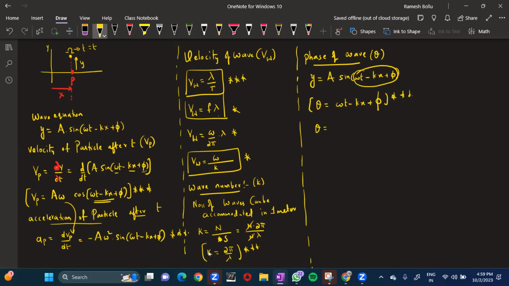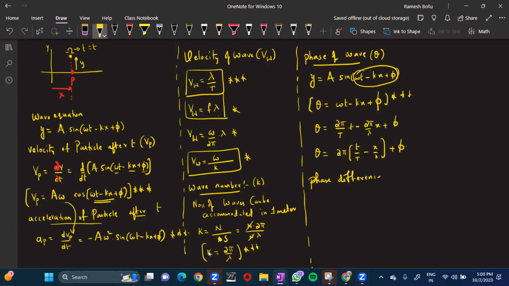Different formats also I can write. Omega I can write as angular displacement by time taken. And k I can write as 2 pi by lambda, into x, plus pi also. So the phase is nothing but 2 pi, if you take it outside, t by capital T minus x by lambda plus pi, children.